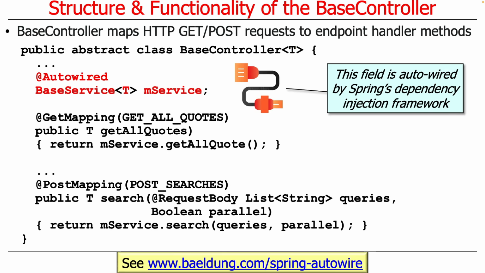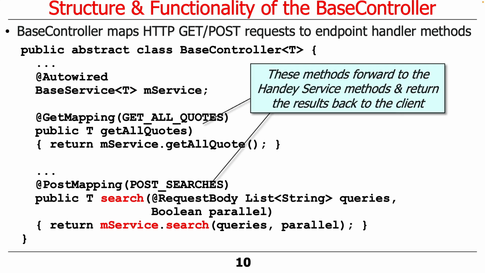The first thing we're going to do is auto-wire the base service, which would be the Zippy service or the Handy service. That's just good old Spring dependency injection, no real mystery there. We're just factoring this code up into a common superclass. And then we're going to define some methods like getAllQuotes and search.